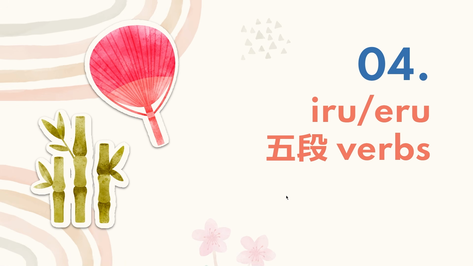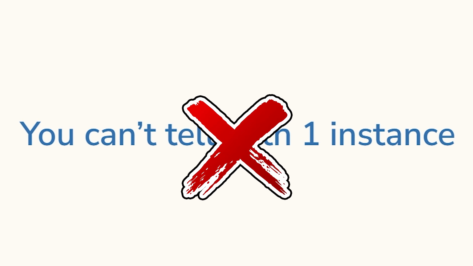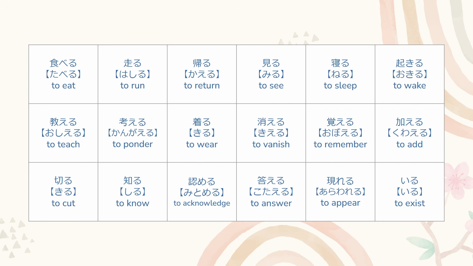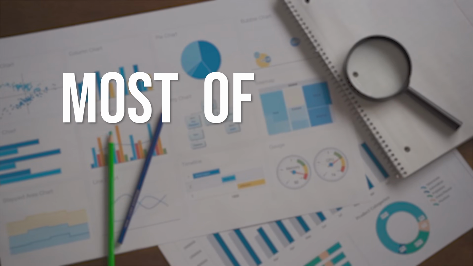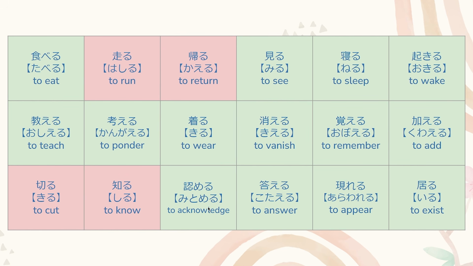Okay, so with iru and eru ending Godan verbs, how do we tell them apart from Ichidan verbs? Unfortunately, the simple answer is that with a single instance of the word, there is no way to tell. For example, if I were to just show you this list and ask you which one was Ichidan and which was Godan, it would be impossible to tell. A safe answer would be to say that most of these are Ichidan, and you would be correct. The ones in green are Ichidan, the ones in red are Godan.